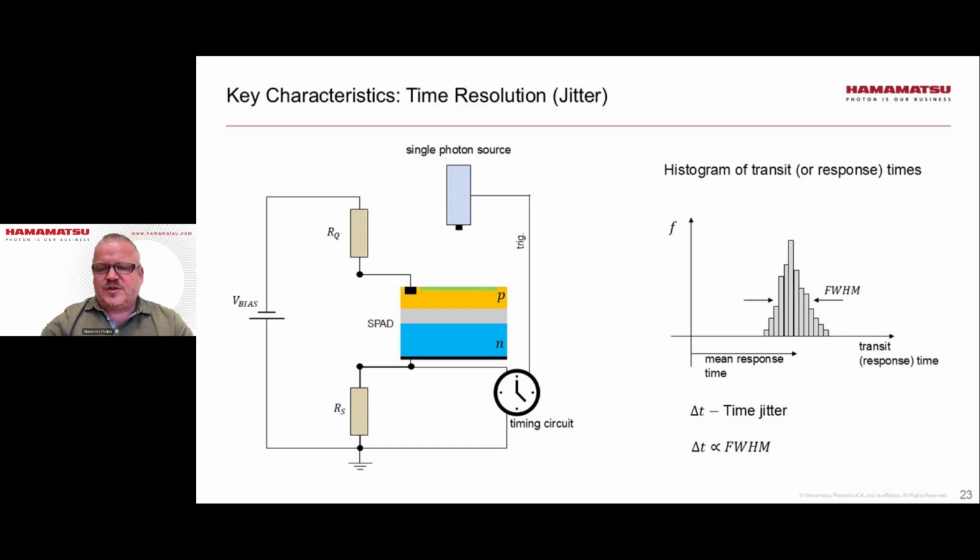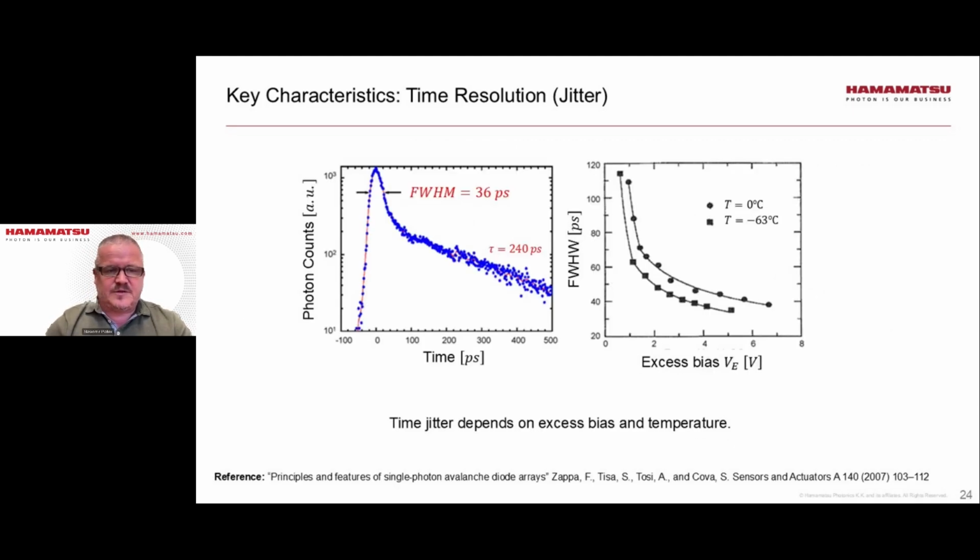When we compare jitters among detectors, the comparison should be done for a single photon. It turns out that the jitter is a function of overvoltage, and for some devices, it will also be a function of the number of incident photons. In case of SPAD, it doesn't matter, a single photon generates the response.